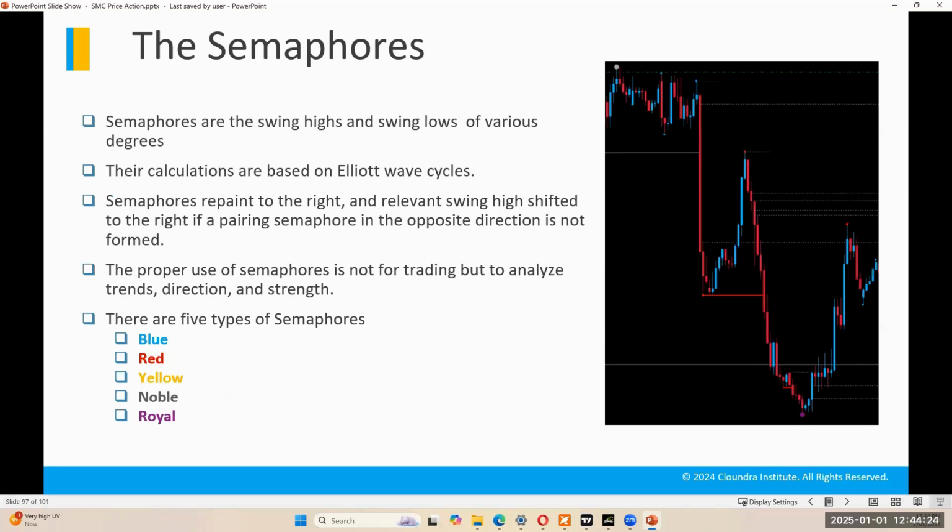Next is the semaphore. What are semaphores? Semaphores are simply the swing highs and swing lows of various degrees. Their calculation is based on the Elliott wave cycle.